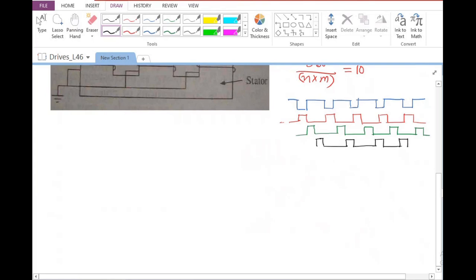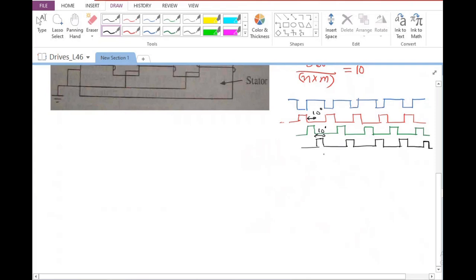So I have the same 12 poles sitting in the stator as well as the rotor, but they are going to be staggered from each other by 10 degrees. So this is going to be about 10 degrees, and between these two also it will be about 10 degrees.